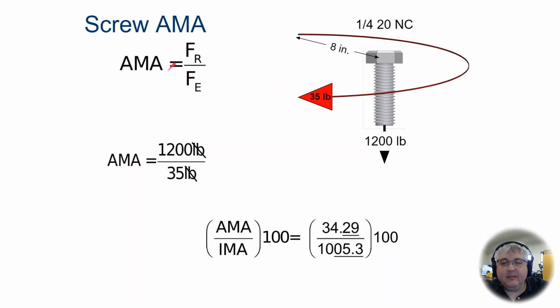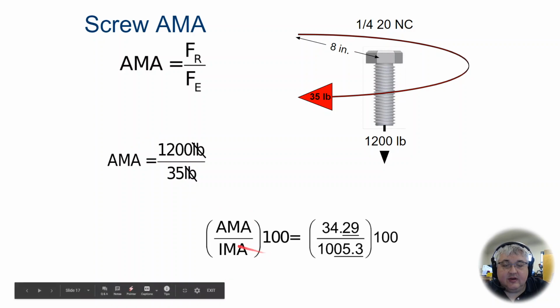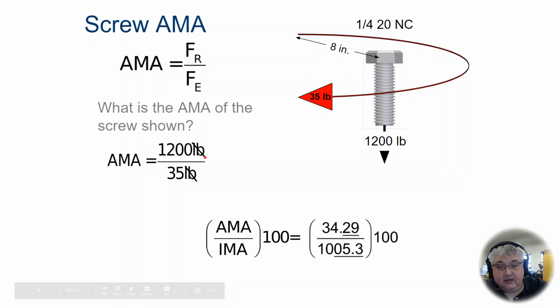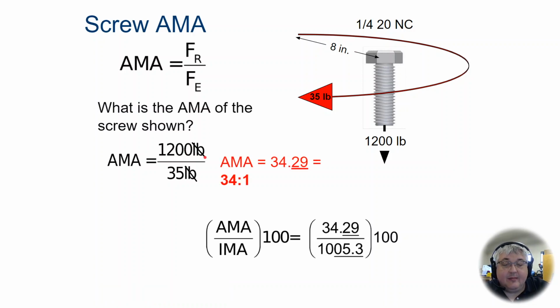So if we look at AMA, the resistance force over the effort force, it's the same equation, same formula. I'm turning with 35 pounds of force on my 8-inch wrench, and I'm getting 1,200 pounds exerted downwards, pulling the two pieces together. So 1,200 divided by 35, and that gives me an AMA, an actual mechanical advantage, of about 34 to 1.